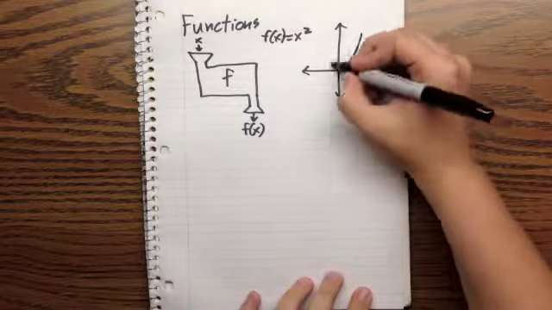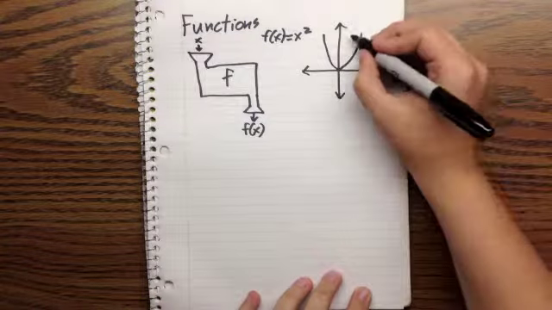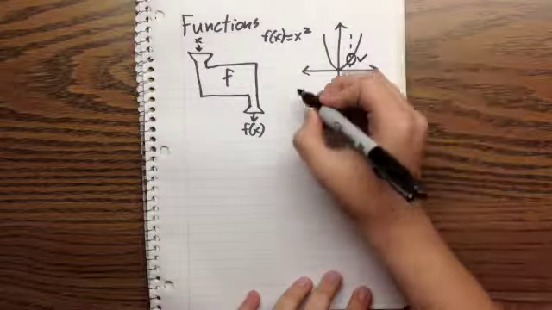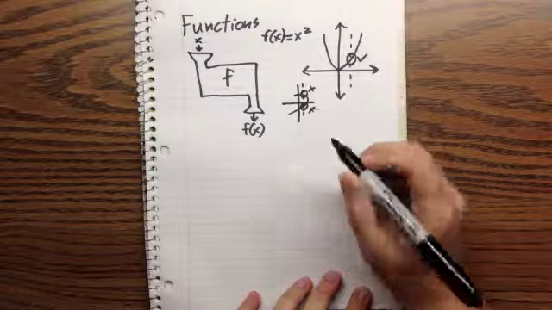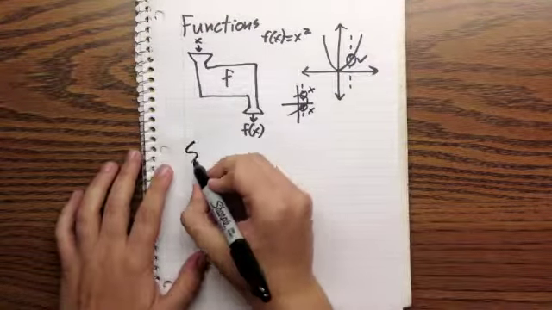3 to 9, etc. An easy way to tell if an expression is a function is to graph it and use the vertical line test. If a vertical line only ever passes through the graph at one point, then it is indeed a function.